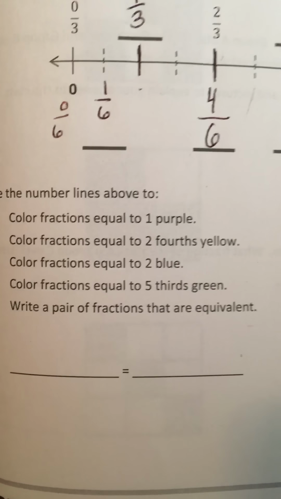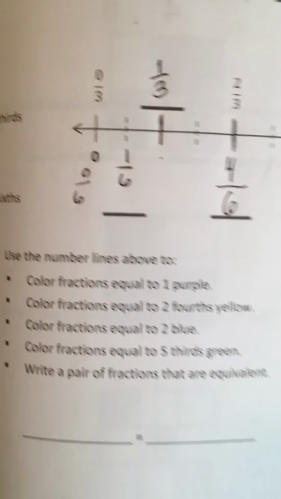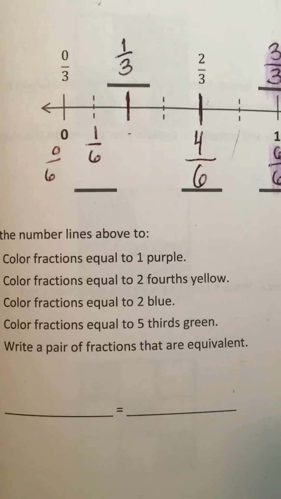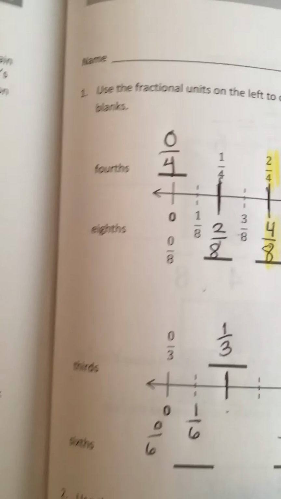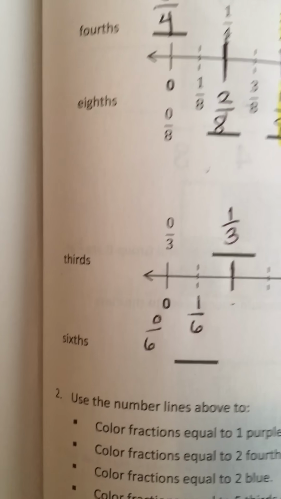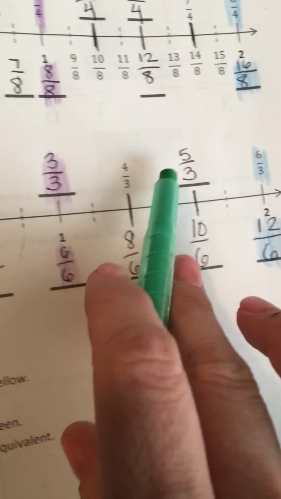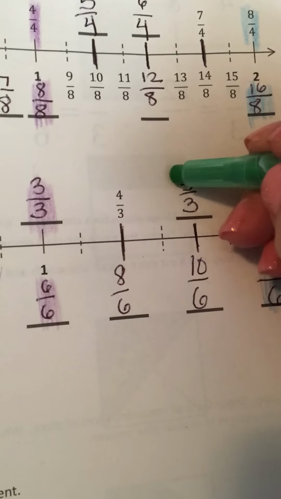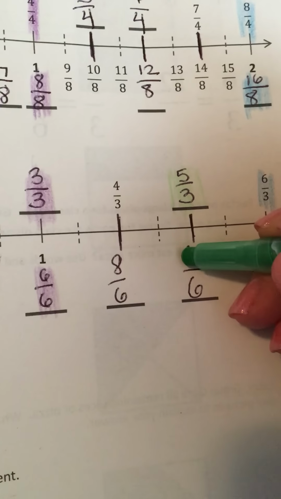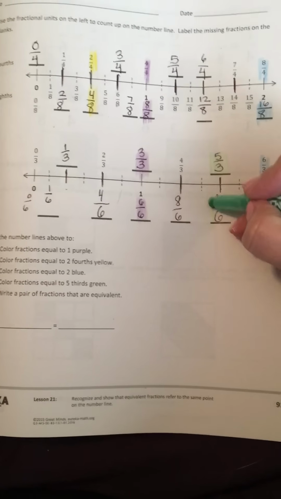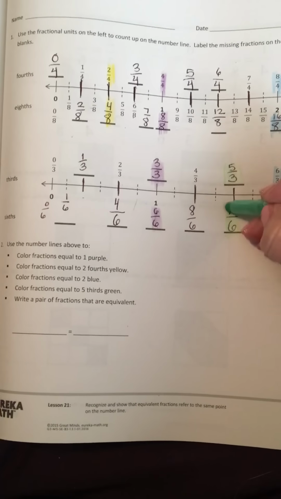And color fractions equal to 5/3 green. Get your green. 5/3. So I need to find my thirds. So nothing on the top has thirds. This has thirds. 5/3. 1/3, 2/3, 3/3, 4/3, 5/3 green. Yep, and if you look down, they are in the same spot. They're as far away from 0, so this is also equal to 5/3. 10/6 is equal.